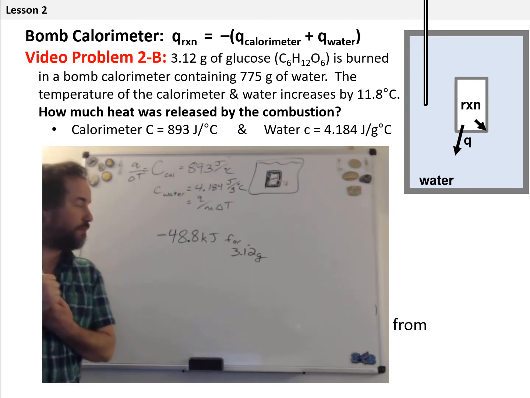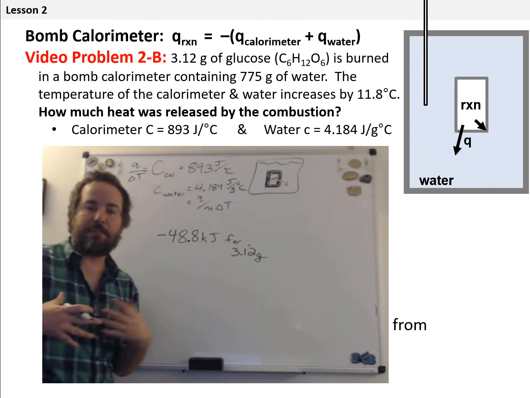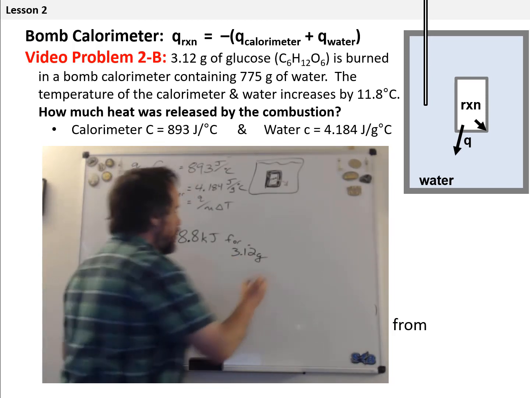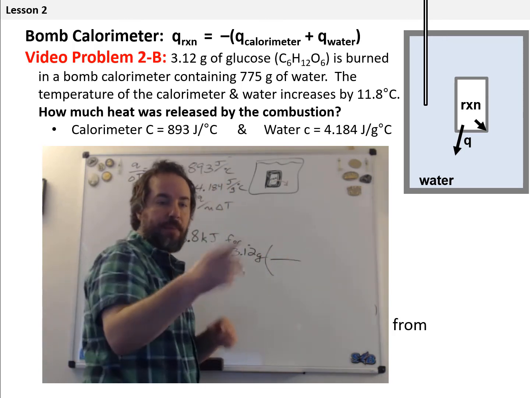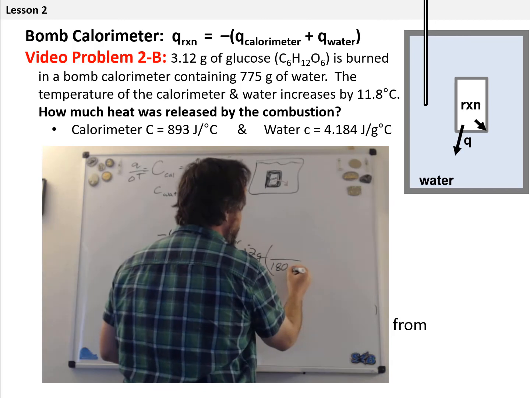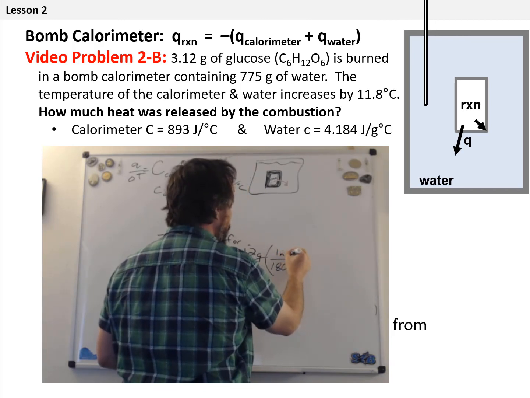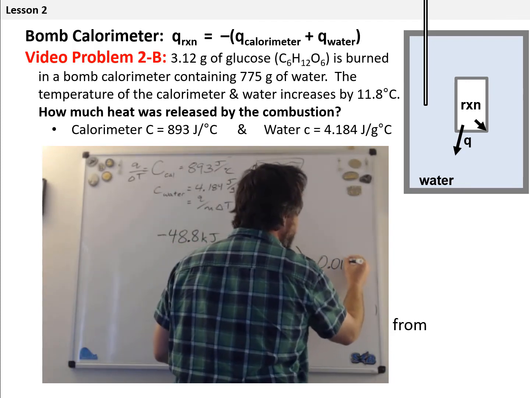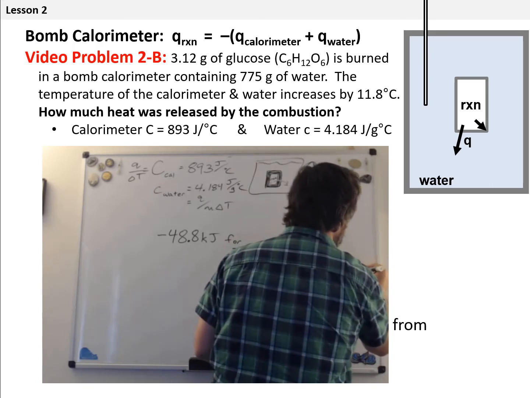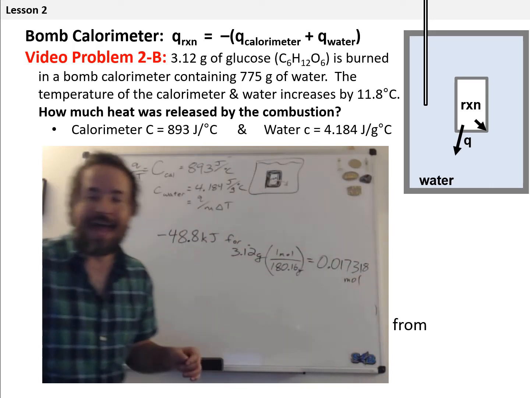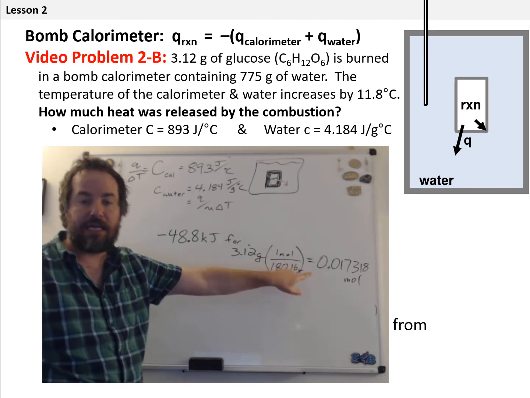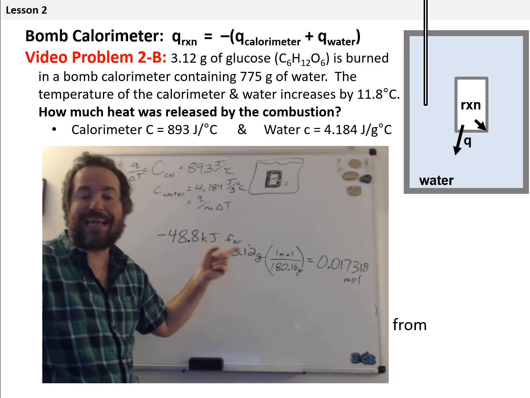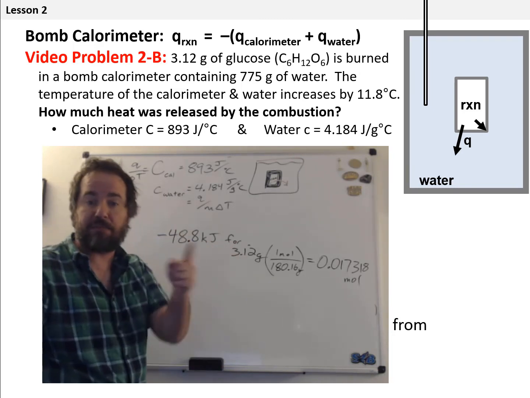And I make it intensive by just taking this value and dividing by the number of moles. So this is 3.12 grams of glucose. Glucose has a molar mass of 180.16 grams per 1 mole. So that means this is 0.017318 moles. This is from Chem 215. We can't forget about this. You're going to be doing this a lot. So make sure you remember how to go from grams to moles.